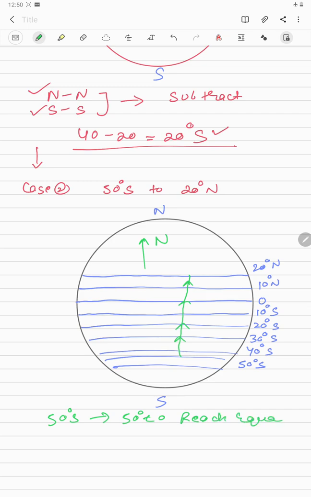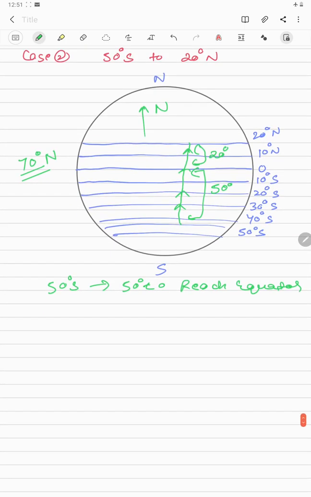From 50 degrees south, you need to move 50 degrees to reach the equator, right? Before going to north, obviously you will have to move 50 degrees to reach the equator. So to reach the equator, I have to move 50 degrees. Common sense. And from the equator, I just have to move another 20 degrees to go up to the 20 degree north. So in total, how many degrees have I moved? I have moved 70 degrees. And in which direction? In the north direction.